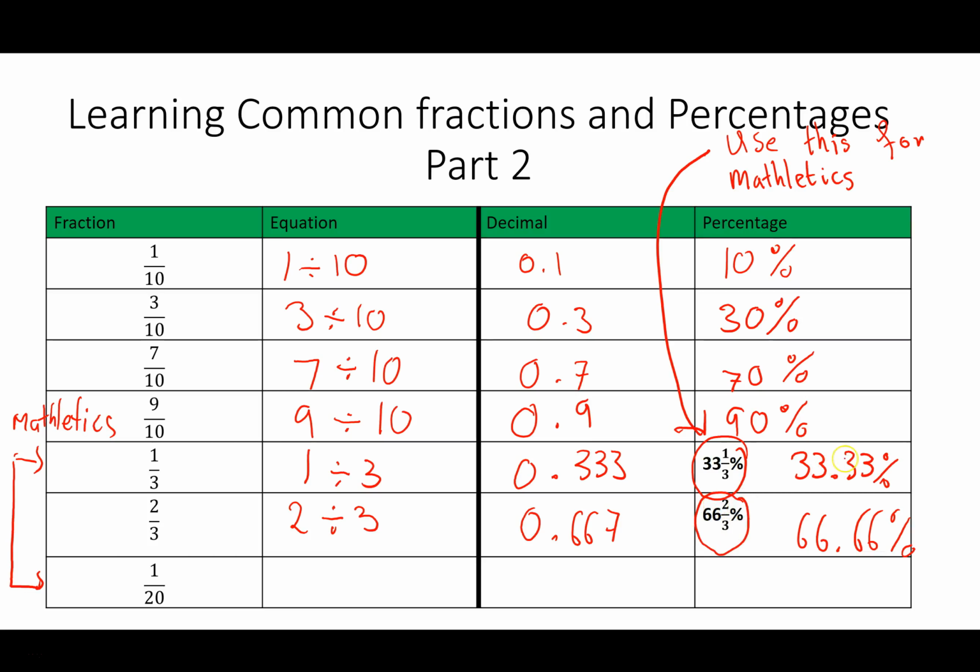Okay. 1/20, so 1 divided by 20 equals 0.5.